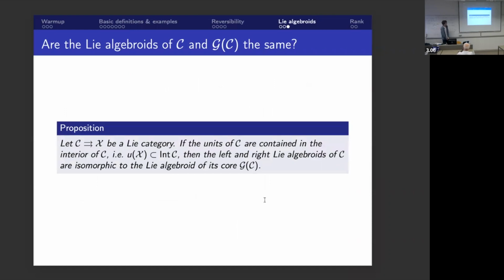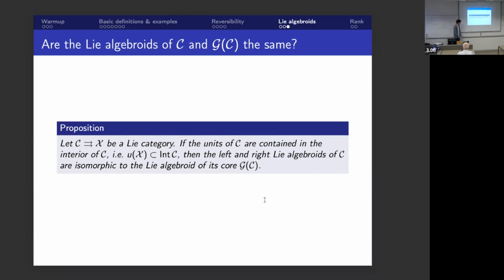So the question is, for example, I have a Lie category with a normal boundary. I have a Lie groupoid that is constituted by the core. I can take the algebroid of either the category or the algebroid of the core, either the left or right one, right? And the question is, are these going to be the same? Are these algebroids going to coincide?